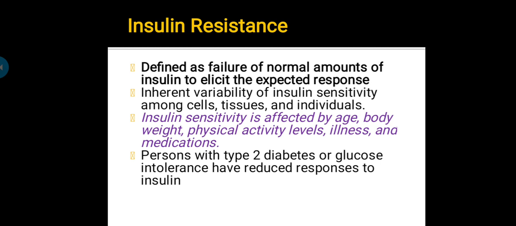So persons with type 2 diabetes or glucose intolerance have a reduced response to insulin. In type 2, the insulin level is normal, and C-peptide is also normal because they are released in equimolar concentration from the beta cells, but the defect is at the cellular level. That means insulin cannot act properly because of the receptor level defect.